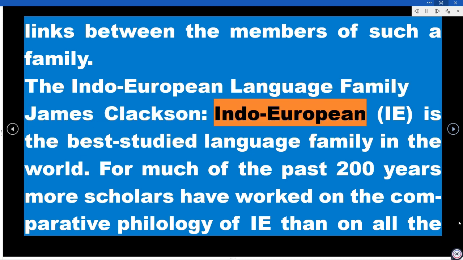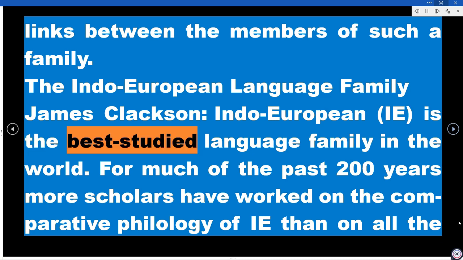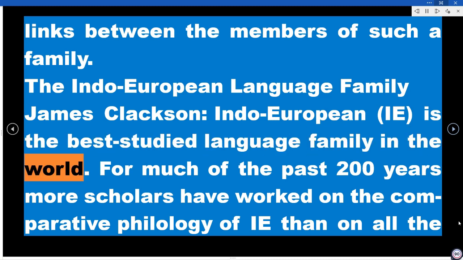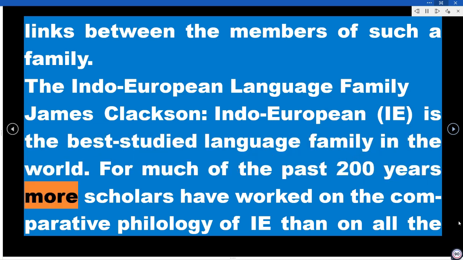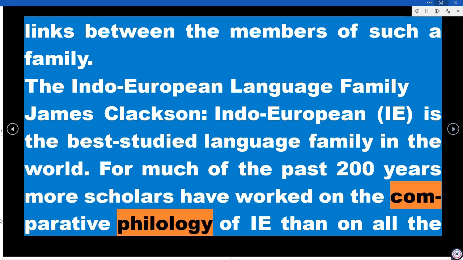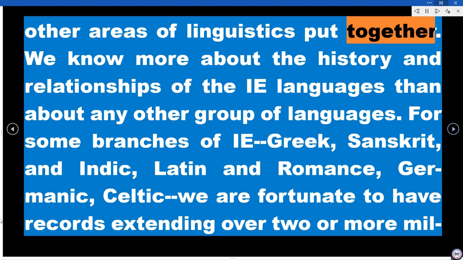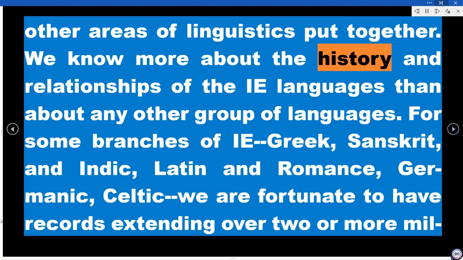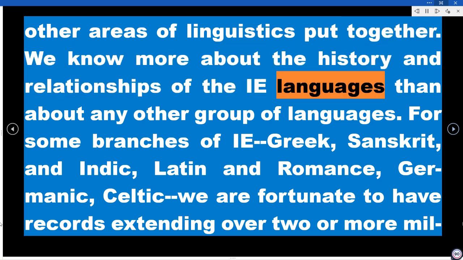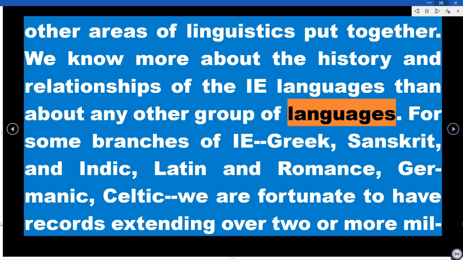James Clackson: Indo-European, i.e., is the best-studied language family in the world. For much of the past 200 years more scholars have worked on the comparative philology of i.e. than on all the other areas of linguistics put together. We know more about the history and relationships of the i.e. languages than about any other group of languages.